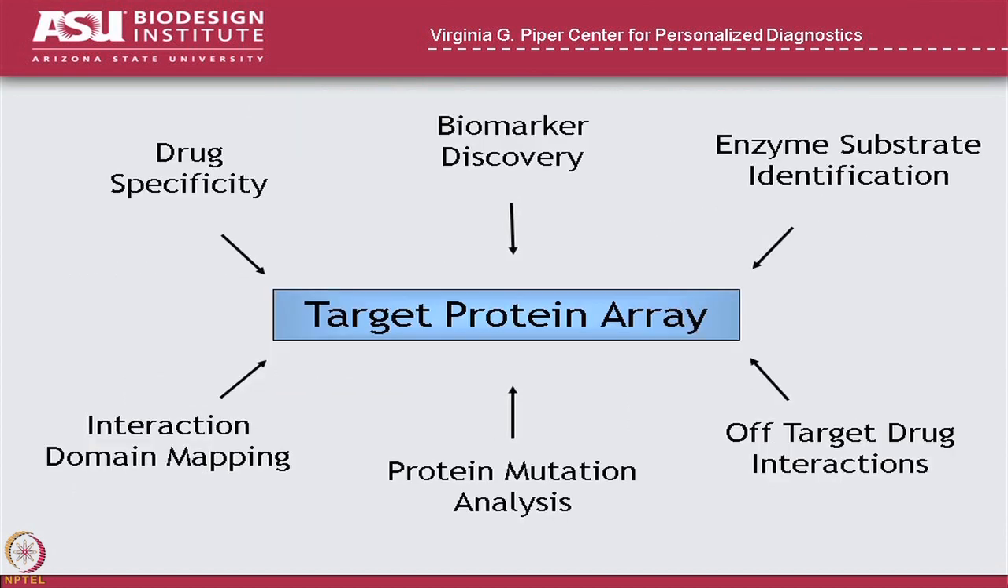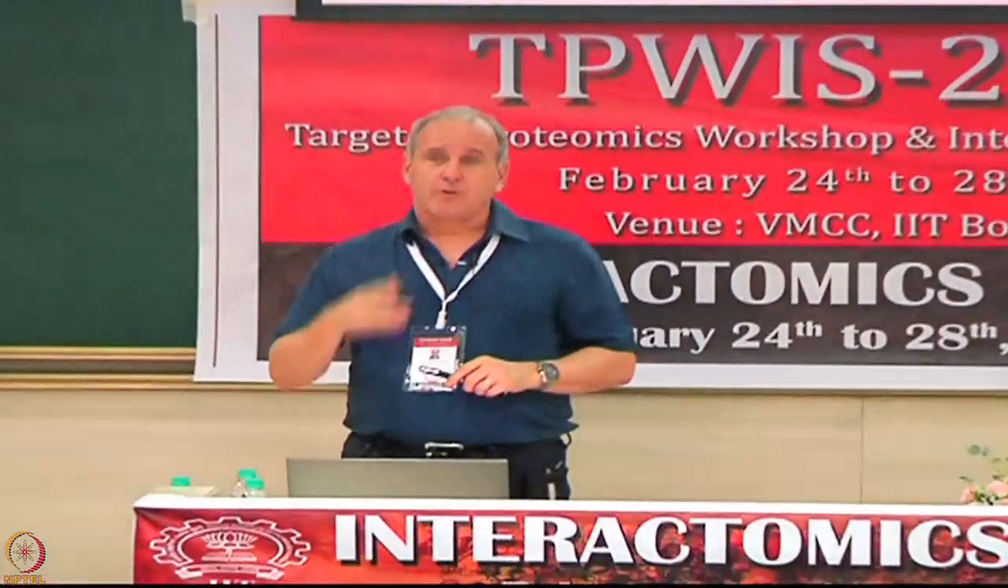So lots of things that you can do with a target protein array. You can look at drug specificity. I'll show you an example of that later. You can do biomarker discovery. You can do enzyme substrate identification. You can do interaction domain mapping. You can do analysis of how gene mutations affect the function of the proteins. You can look at off-target protein interactions.